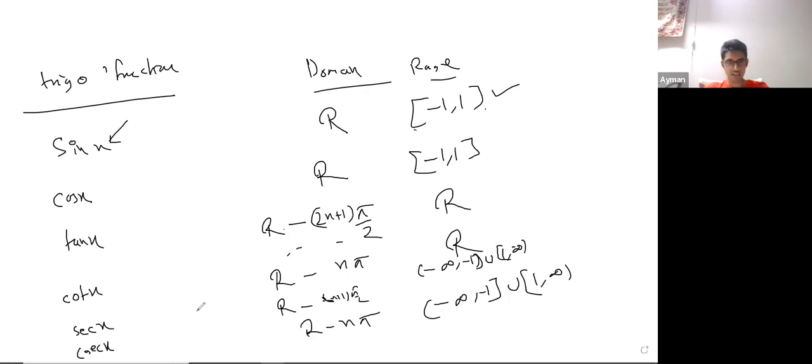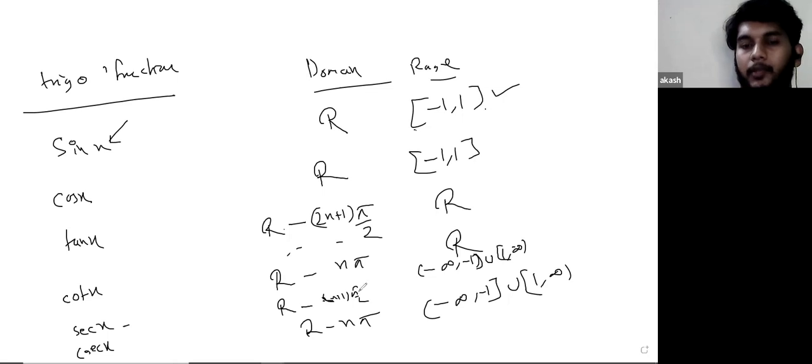What's the domain for secant x? Is it R minus (2n plus 1) pi by 2.